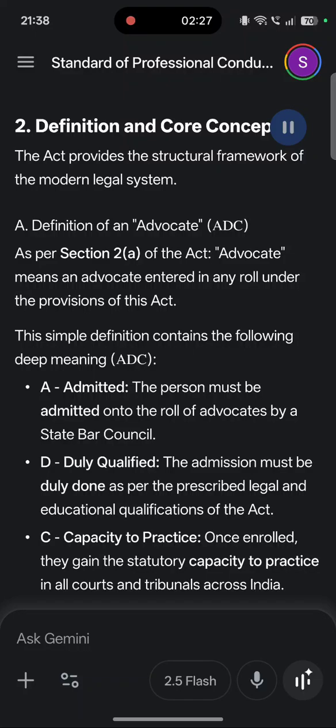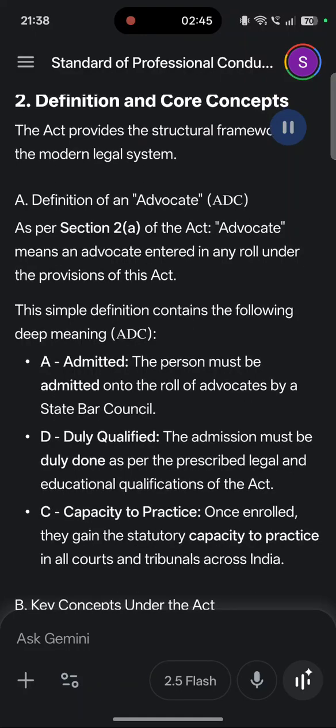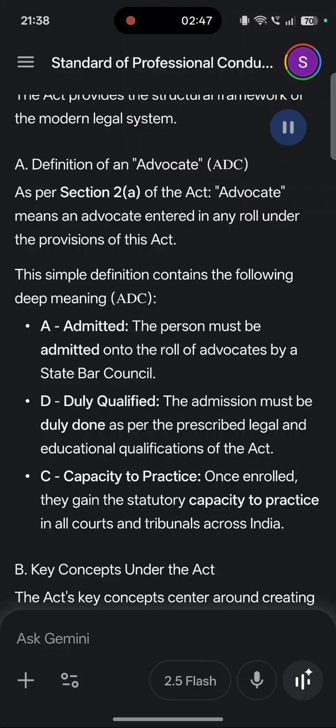A. Definition of an advocate, ADC. As per Section 2A of the Act, advocate means an advocate entered in any roll under the provisions of this Act. This simple definition contains the following deep meaning, ADC. A. Admitted, the person must be admitted onto the roll of advocates by a state bar council. D. Duly qualified, the admission must be duly done as per the prescribed legal and educational qualifications of the Act. C. Capacity to practice. Once enrolled, they gain the statutory capacity to practice in all courts and tribunals across India.